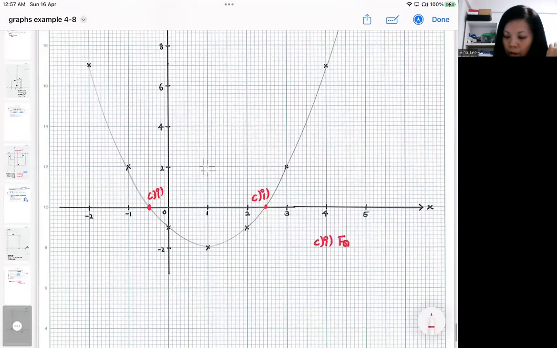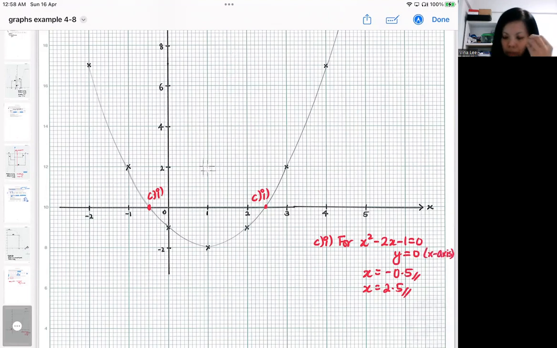That means for the equation, the solution can be found on the x-axis. So x is equal to minus 0.5 and x is equal to 2.5. Okay, so when the graph is equal to 0, it's representing y equal to 0, and y equal to 0 is the x-axis. That means your solution, which refers to the x, can be found on the x-axis.